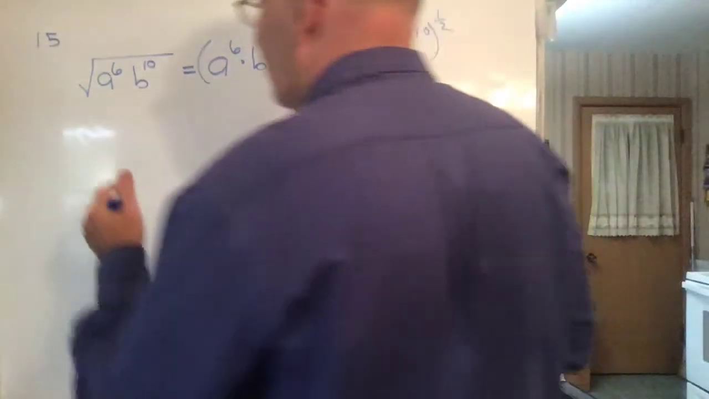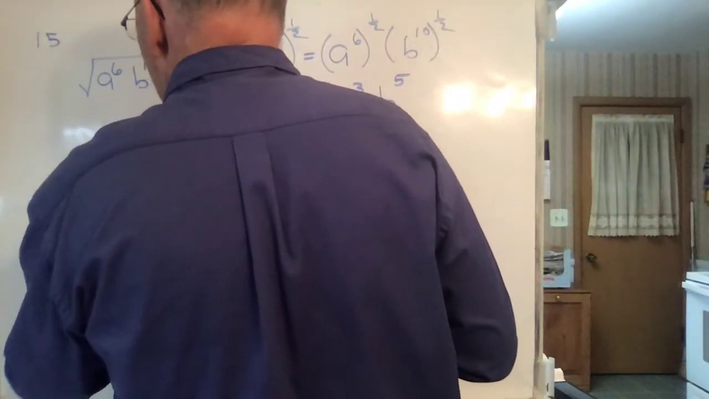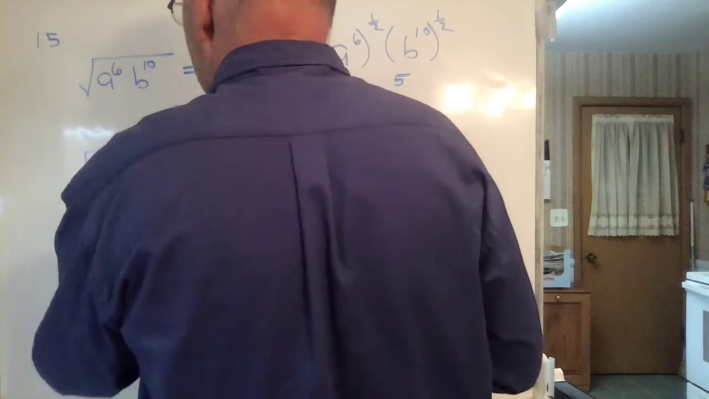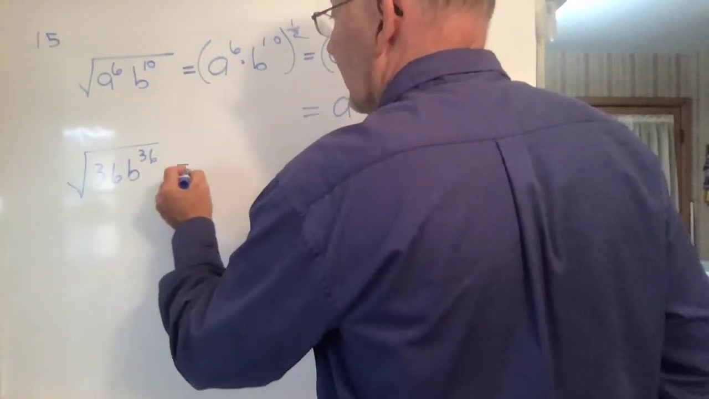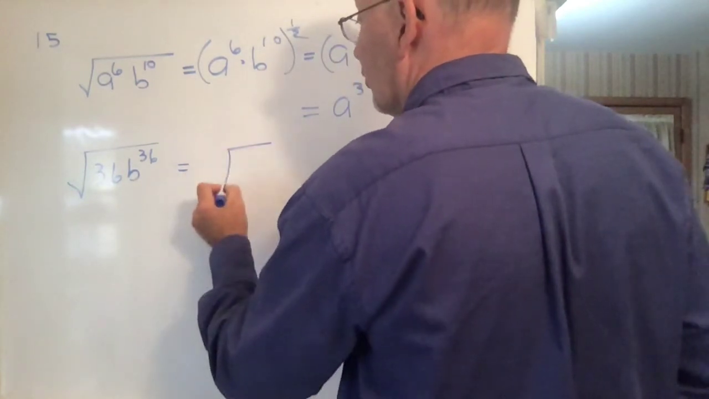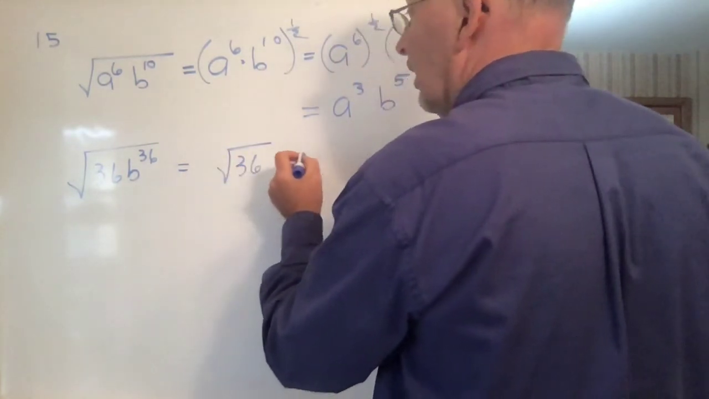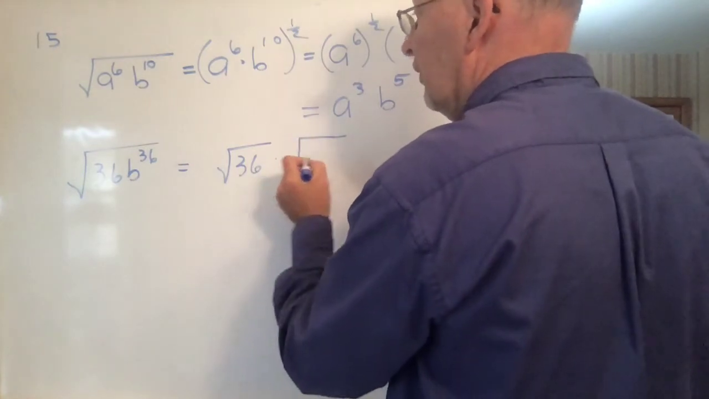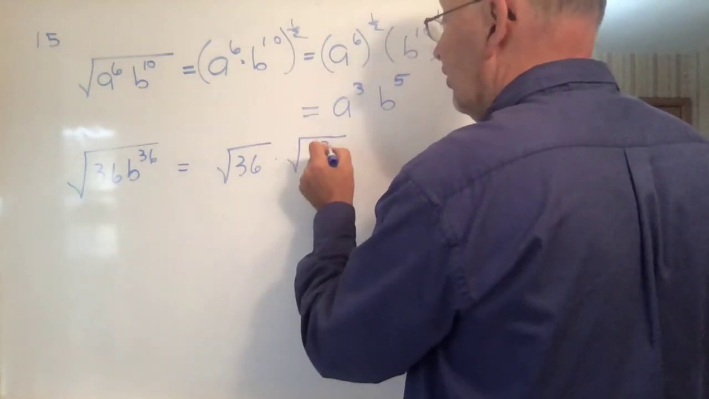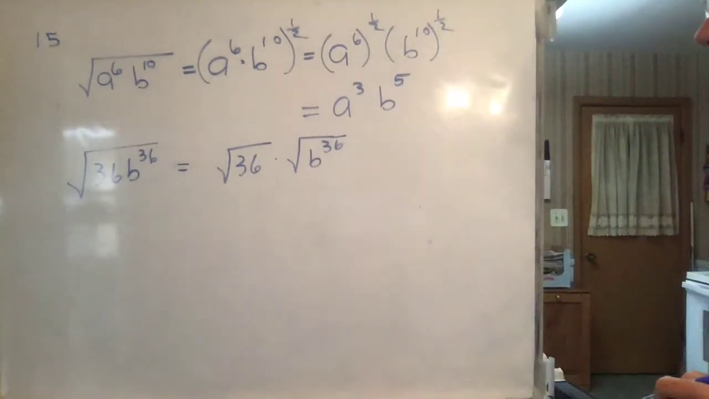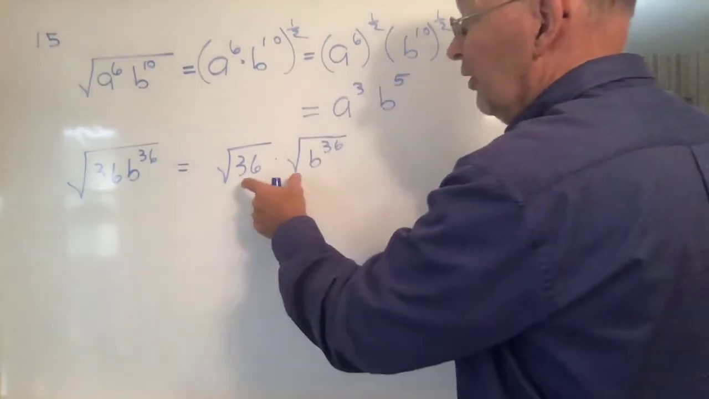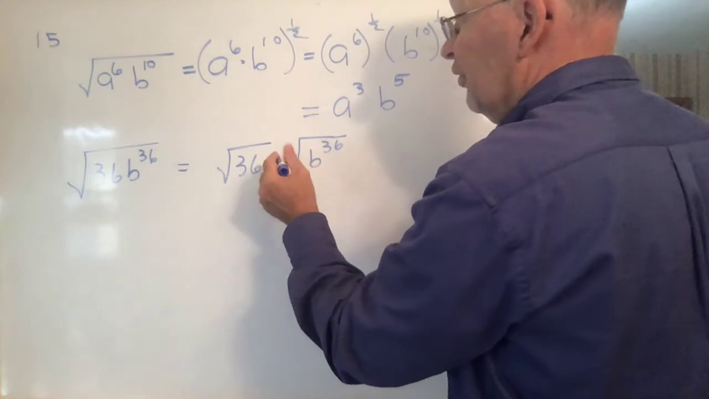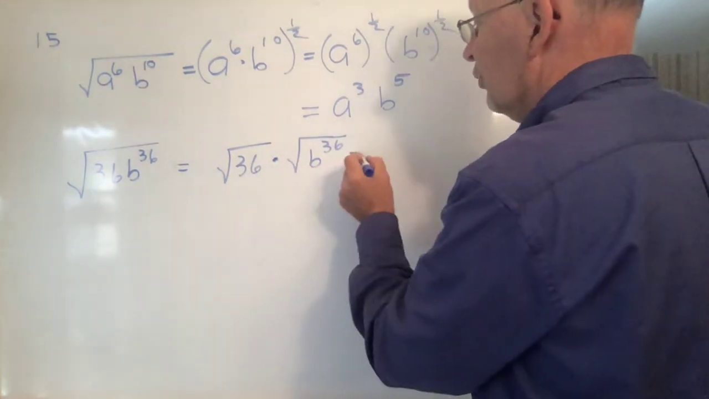I'll leave that one up there. Next, 36 b to the 36th, the square root of that. So let's see, I can do the same thing here. I can write this as the square root of 36 times the square root of b to the 36th. Notice here I wrote it like this first, and then I broke it up. I can also keep the square roots first and keep the multiplication sign, and then take the square root.